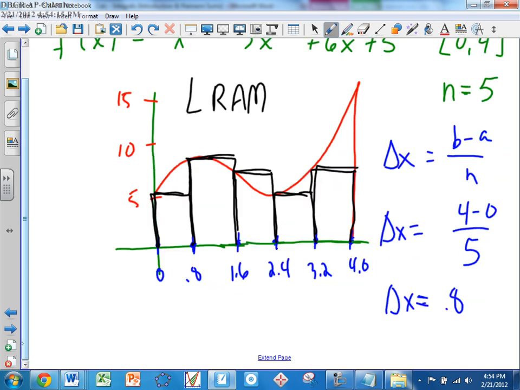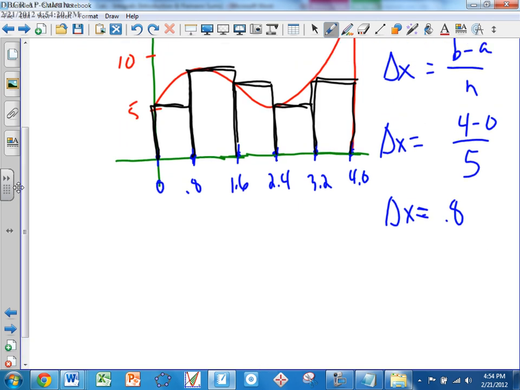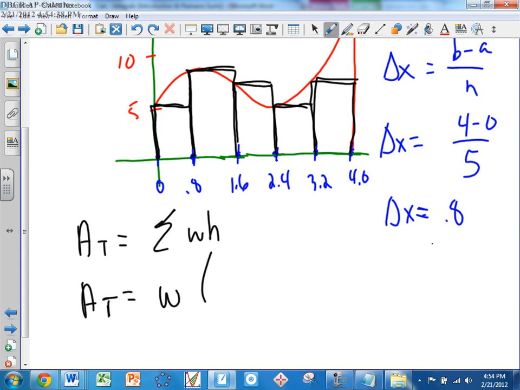So, we have to go ahead and figure out the areas of these. What is every width going to be, everybody? 0.8. So, if I want the total area, I'm going to normally find the sum of all my widths times heights, right? But since the width is constant, I can bring the constant out in front. So every time, factor out the width, please. And then just write whatever the heights are as sums. Okay, again, because the width is constant.